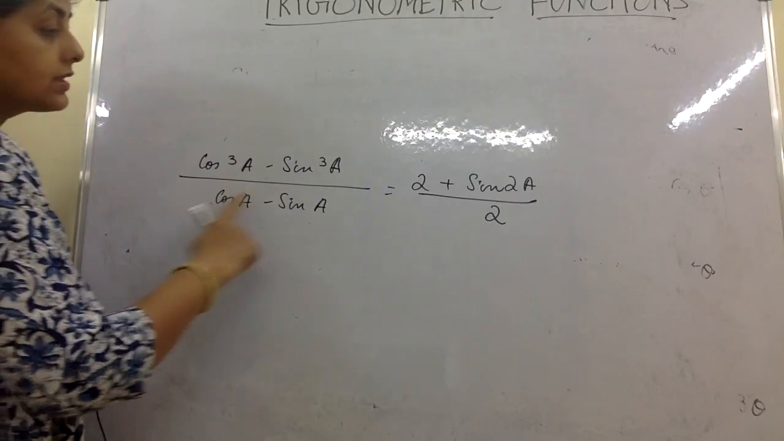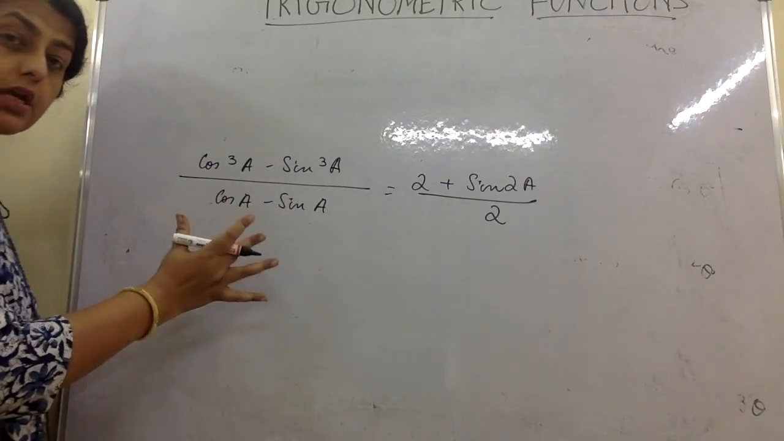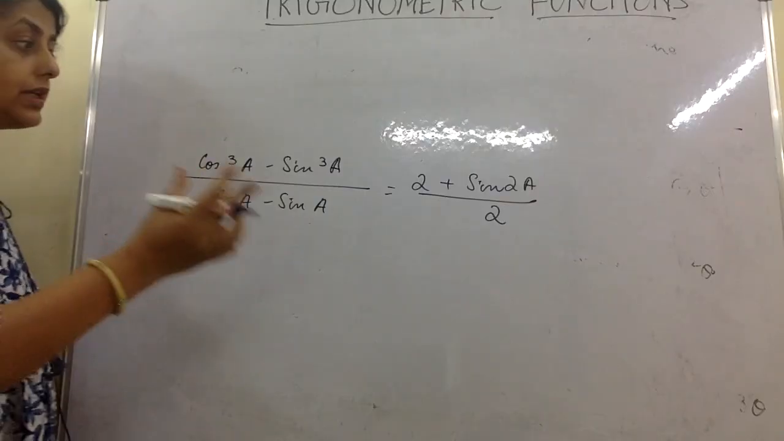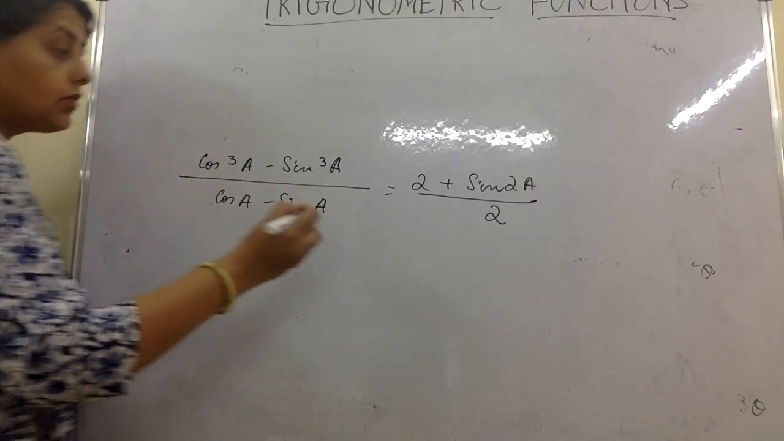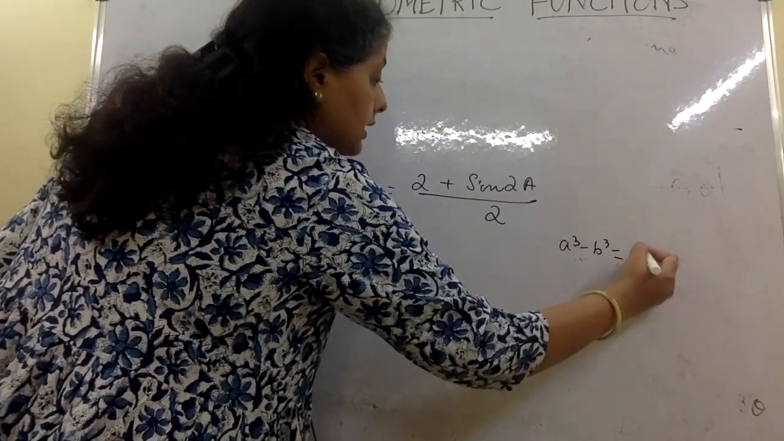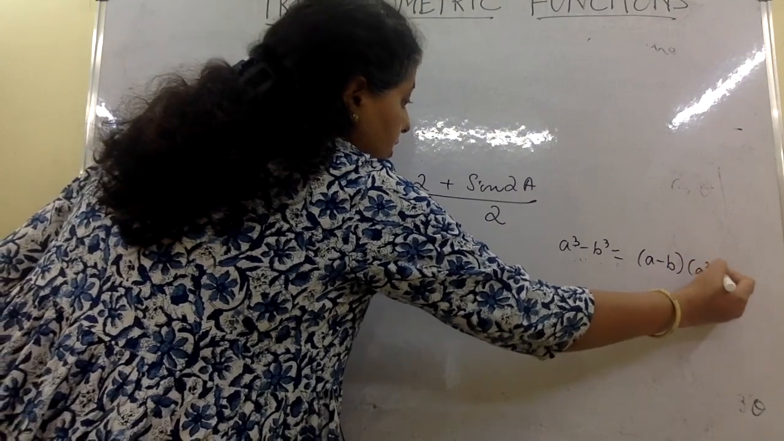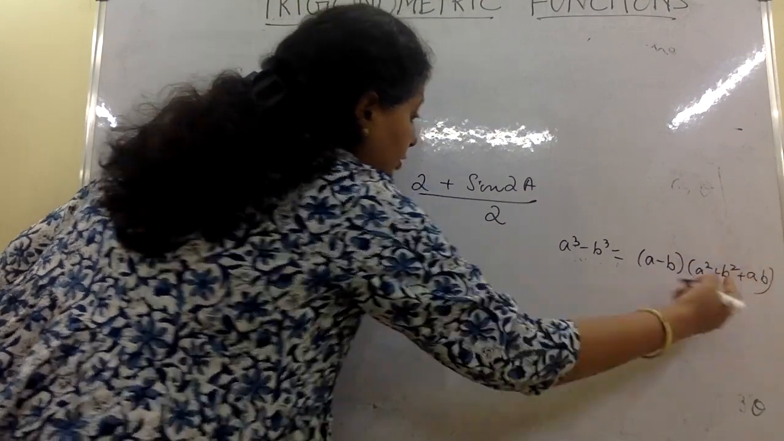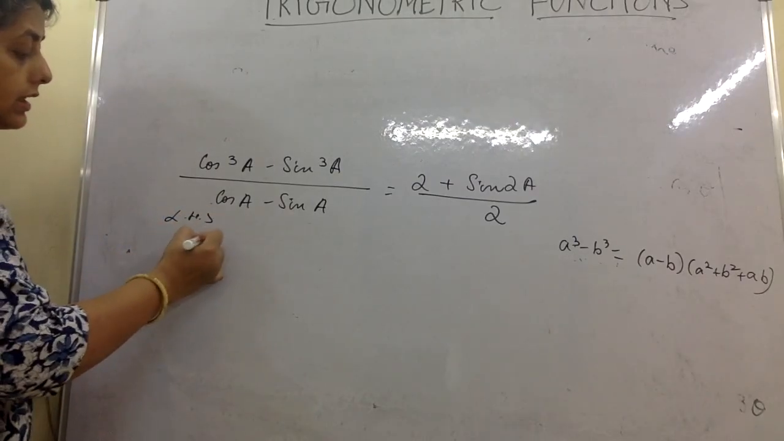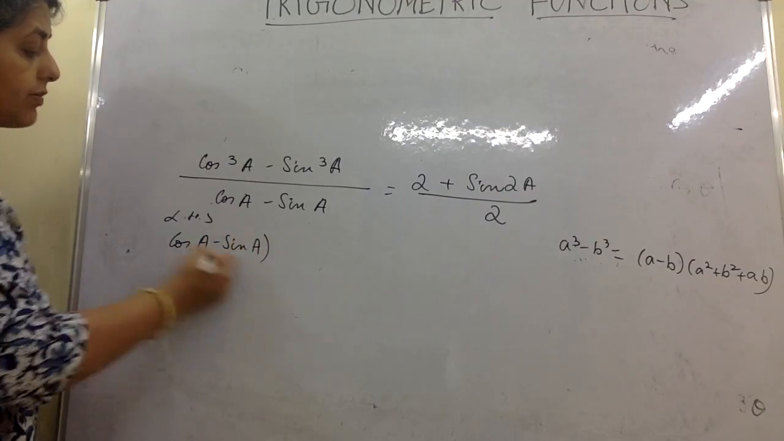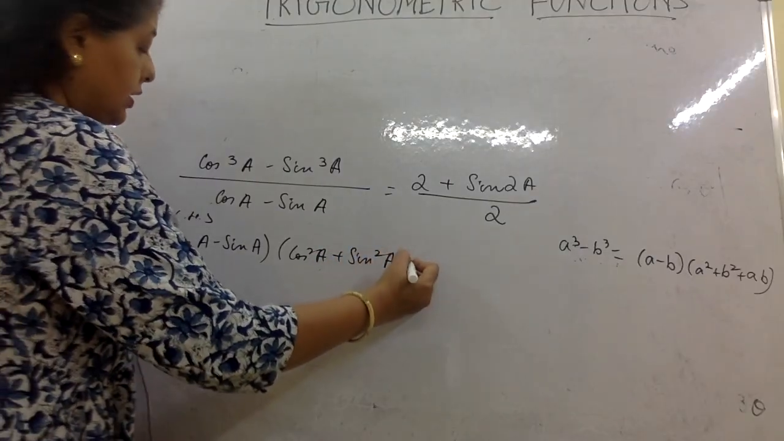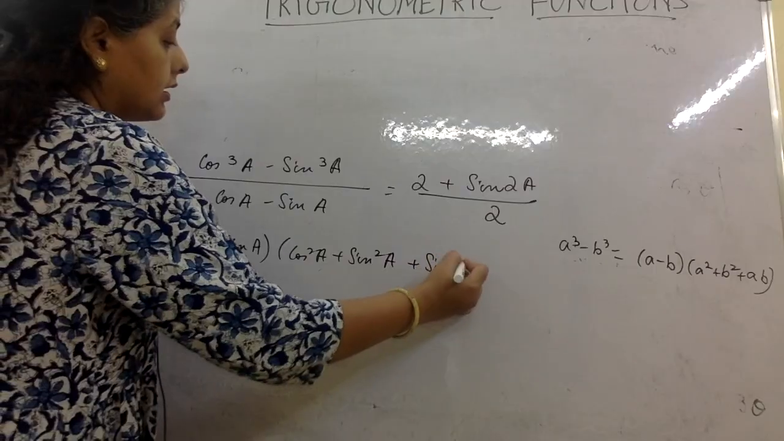We have to prove this side is equal to this side. We'll always start from the bigger end. Okay. Now here we have, remember we have a formula in algebra, which is A cube minus B cube is A minus B, A square plus B square plus AB. We are going to use that. Okay. So here LHS, cos A minus sin A, that is A minus B, cos square A plus sin square A plus sin A cos A.